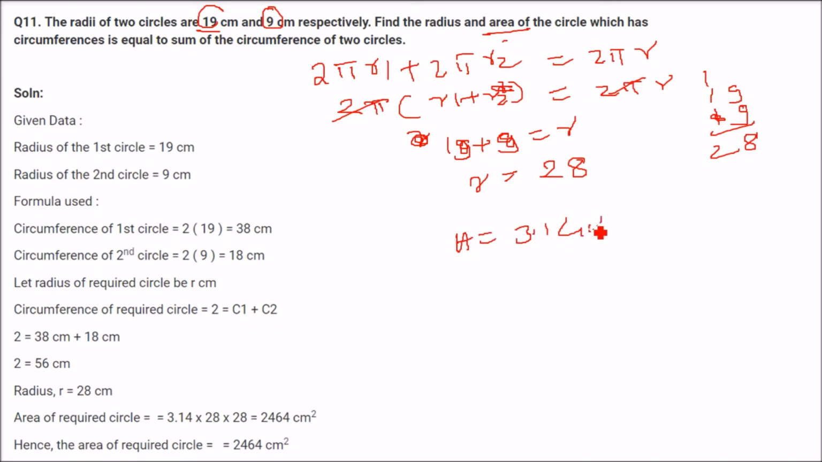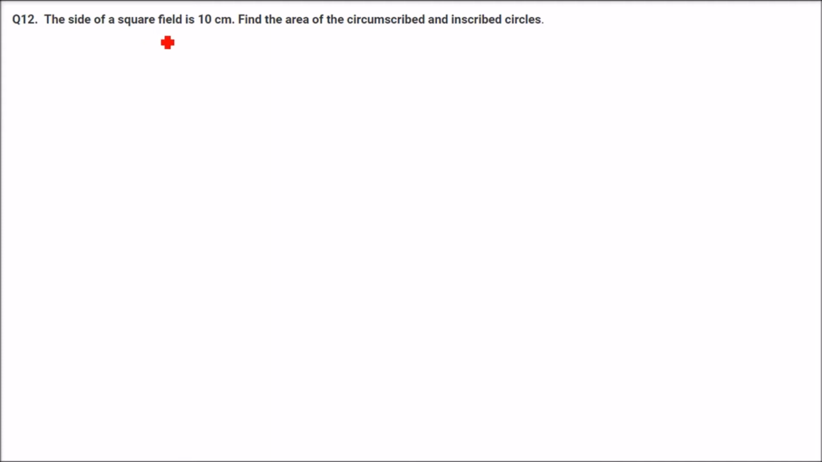Now we have to find out the area also. Area will be equal to pi r square. So 3.14 into 28 into 28. So this is going to be 2464 centimeters square. This is the answer.